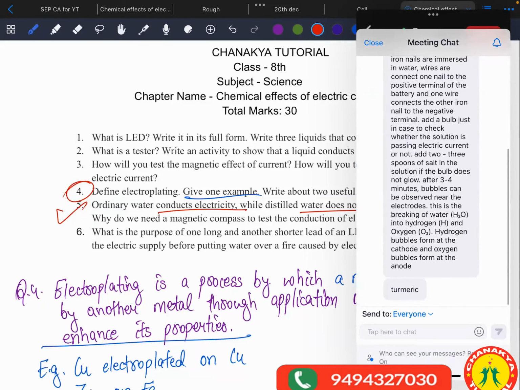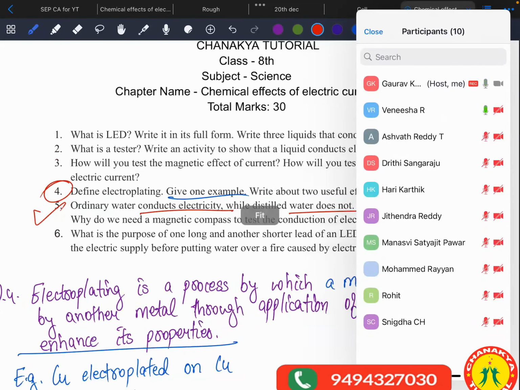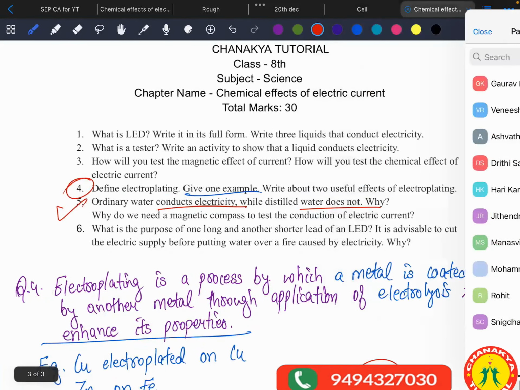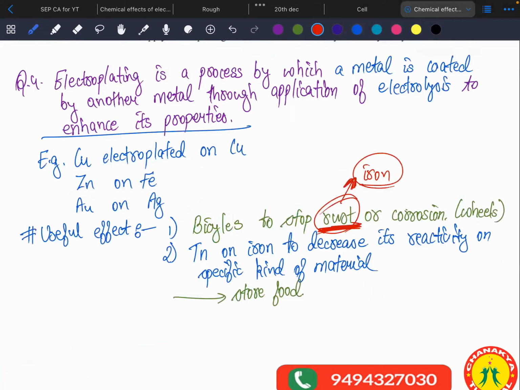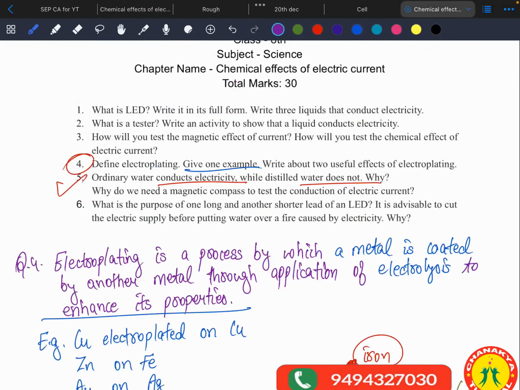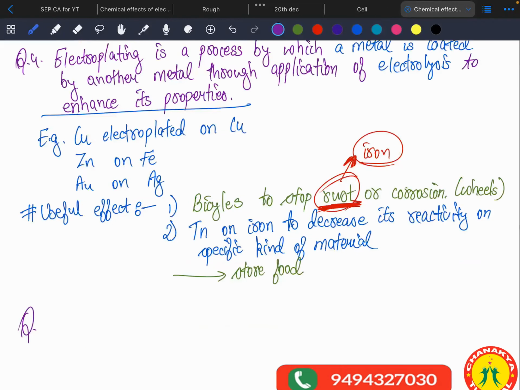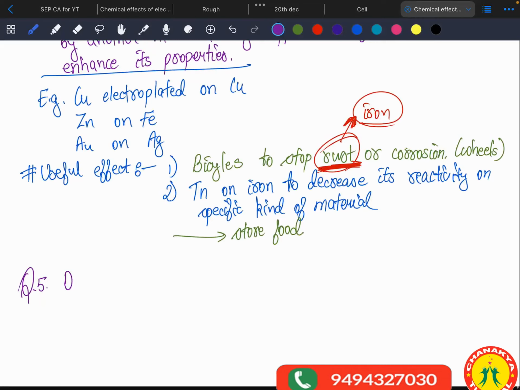Sir, the distilled water does not conduct electricity because it does not contain ions. Correct. Sir, can I add on to that? Yes, add. Ordinary water mostly can contain acids, bases, or any kind of a salt solution as well, and these are known to be able to conduct electricity, whereas distilled water, which is pure, does not contain any of these, so hence it cannot conduct electricity.